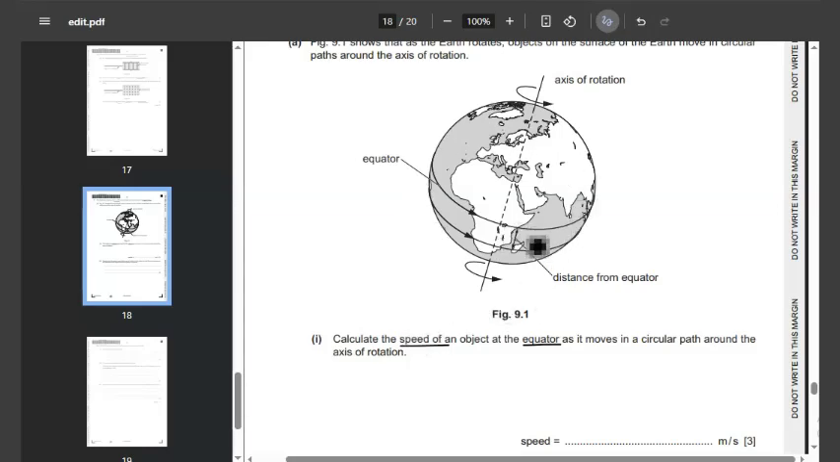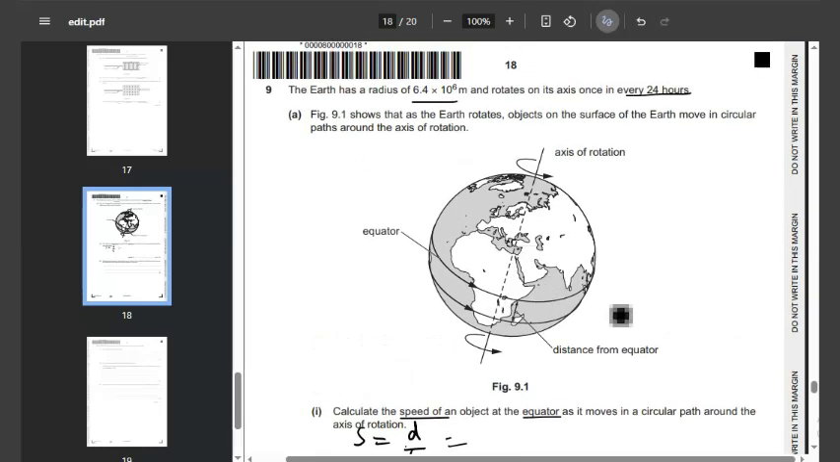So the speed is calculated by distance divided by time. And what is the distance here? The distance an object covers on the equator is just the circumference of the Earth. Why? Because as it moves around the equator, it will cover a distance that is equal to the circumference of the Earth. And the circumference is given by 2πr.